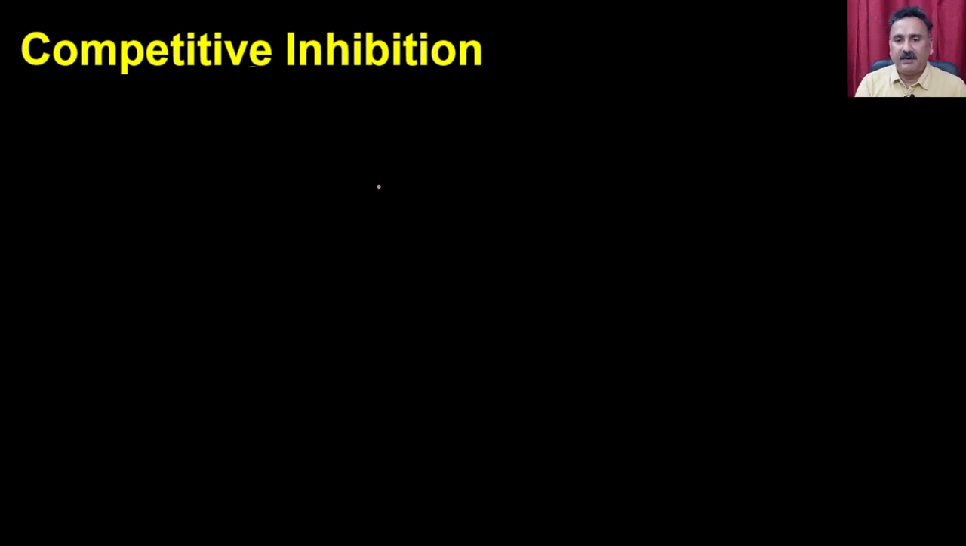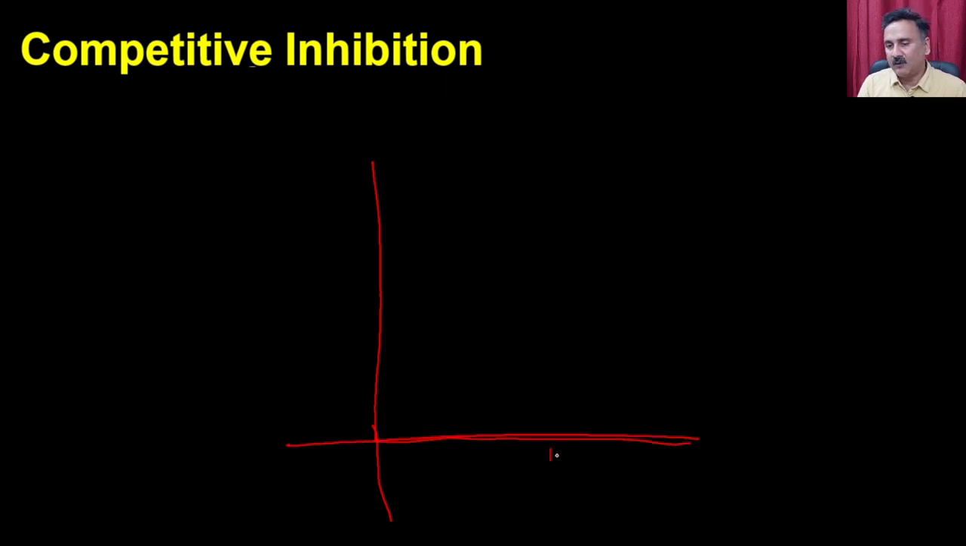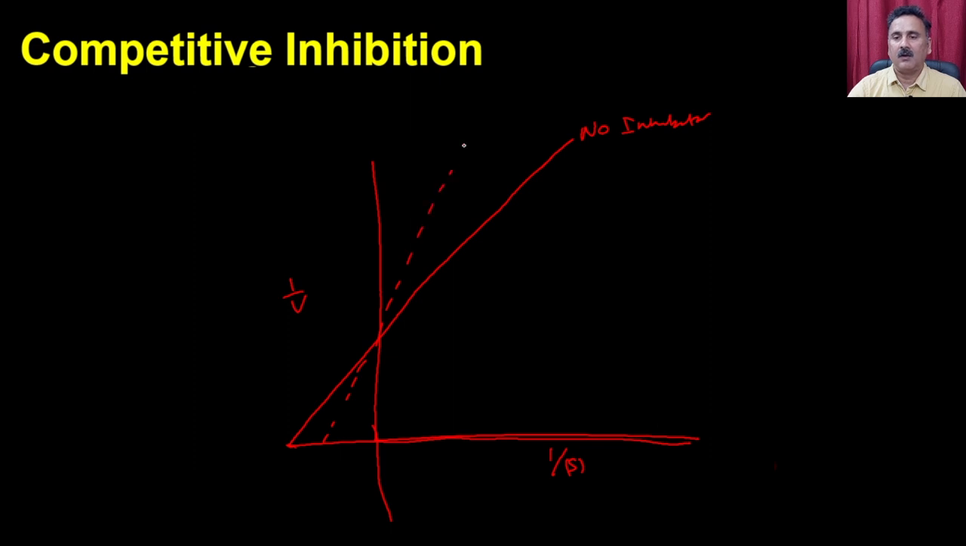And this is what exactly happens, right? When you have multiple inhibitor concentrations and you show the Lineweaver plot, you are going to have 1 by S versus 1 by V. For example, this is going to be no inhibitor, and as you increase the inhibitor, it will go like this.